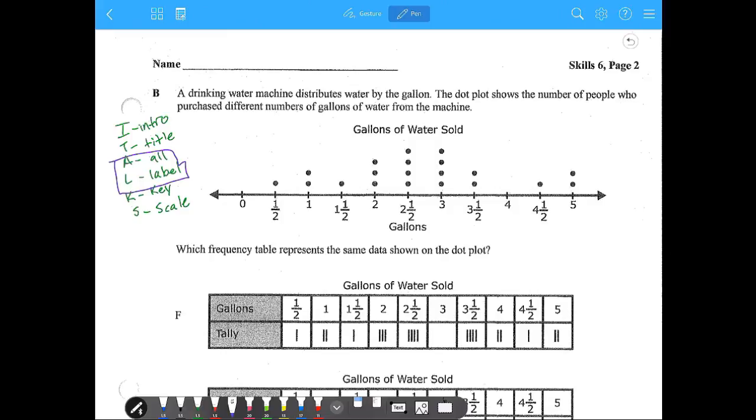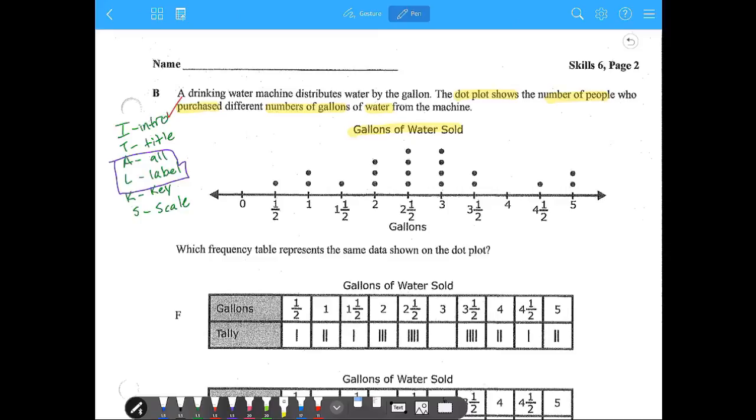It says, a drinking water machine distributes water by the gallon. The dot plot shows the number of people who purchase different numbers of gallons of water from the machine. So the introduction, let's circle this, what the dot plot shows. It shows the number of people who purchase different numbers of gallons of water. Okay, so let's put a check mark on the introduction. Check.